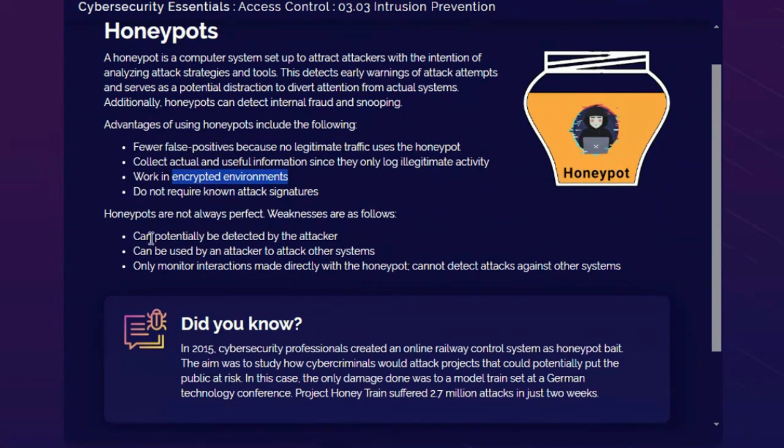They're not always perfect, though. Weaknesses are as follows. They can potentially be detected by the attacker. Maybe the attacker can tell, oh, wait a minute, this is not a real part of their network. It can be used by an attacker to attack other systems. Since it is inside your network, they might use it as a route in. And it can only monitor interactions made directly with the honeypot. It can't detect attacks against other systems.